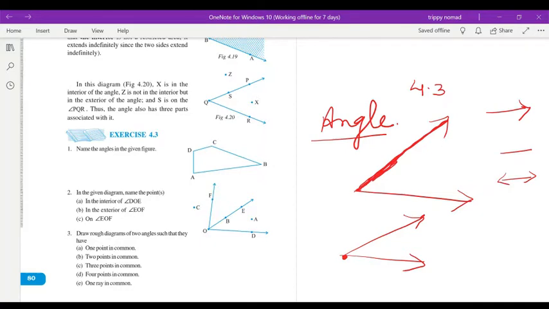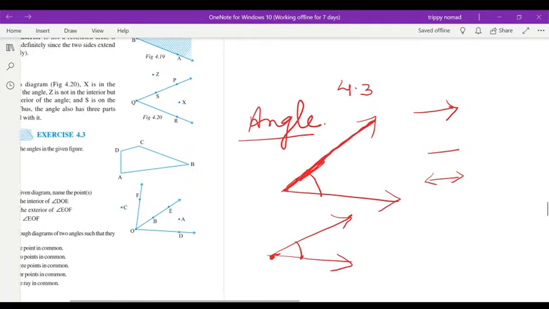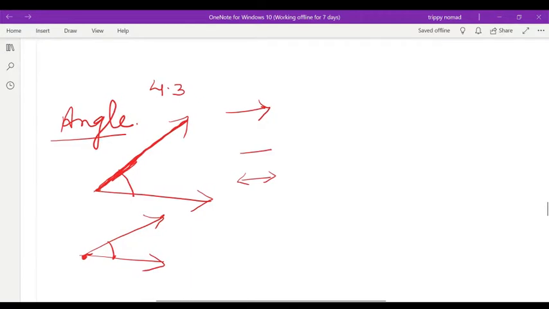Two rays having a common point. This point is common, that is the starting point, which forms an angle. Once again, I am showing you this. I am going to make an angle. These are two rays and this is the starting point, and I have made one angle. Two rays having a common starting point will form an angle.